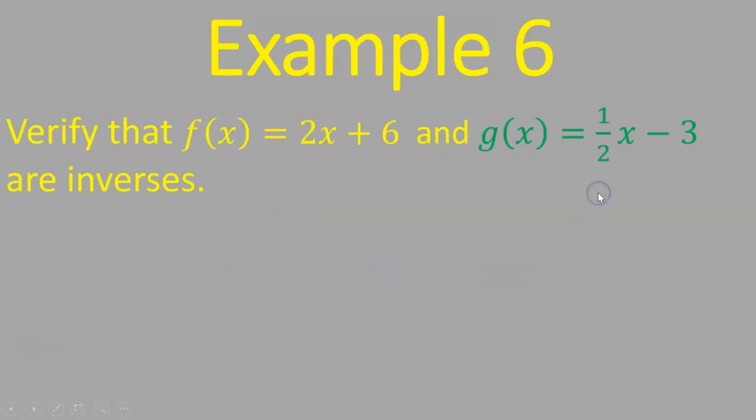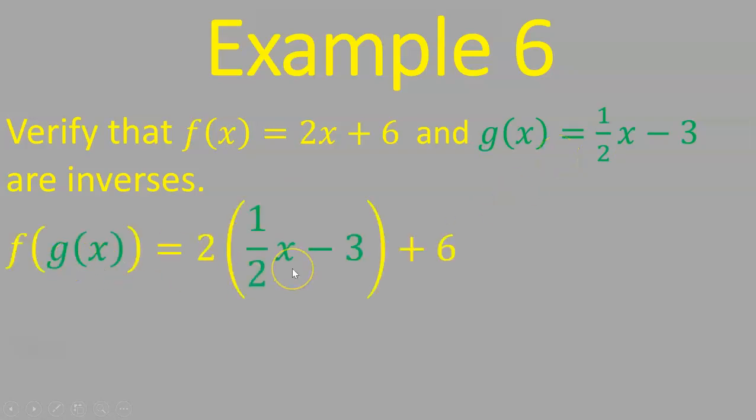Here's a sixth example. Verify that f of x equals 2x plus 6 and g of x equals 1/2 x minus 3 are inverses. Now one way to do that would simply be to start with one and take its inverse to see that it's the other. But you could also take the composition. Remember from earlier that the composition of two functions is essentially putting one function into the other. So color coding here, if I put the green function g of x into f, the green function takes over for x. This original yellow x is gone, and instead you have the entirety of the green function.